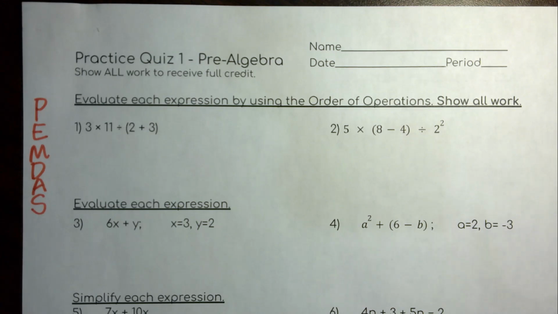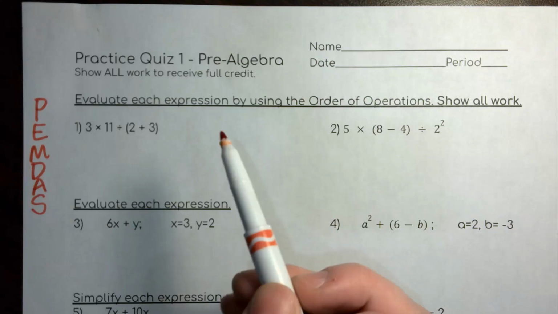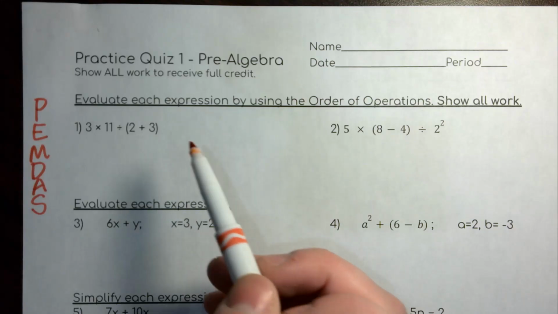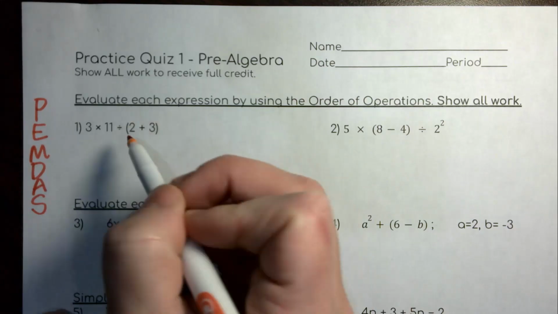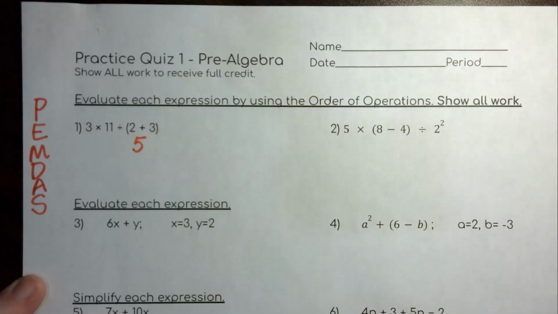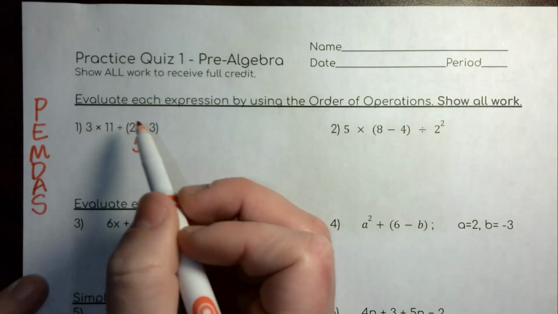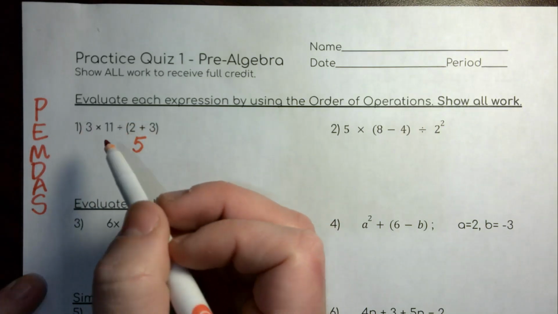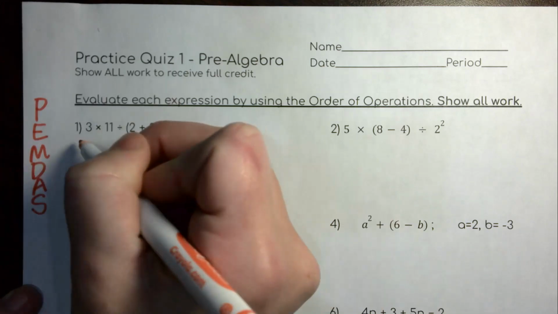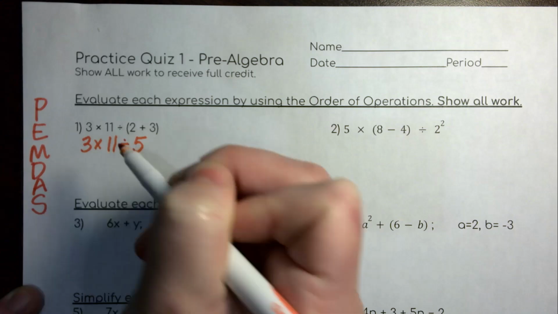Number 1 says 3 times 11 divided by, in parentheses, 2 plus 3. According to the order of operations, what would be our first step here? Yeah, we would do the parentheses first. In the parentheses, we have 2 plus 3, which is 5. So we would write that right under the parentheses. Then we need to make sure we don't lose anything else, so we're going to rewrite everything in that equation: 3 times 11 divided by 5.